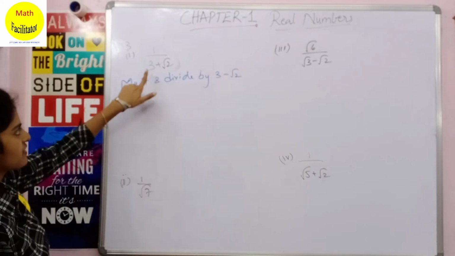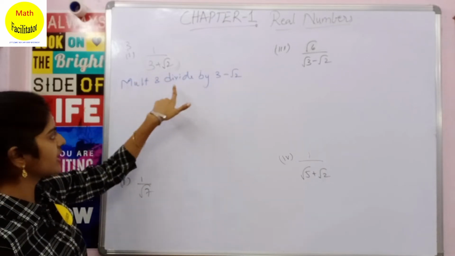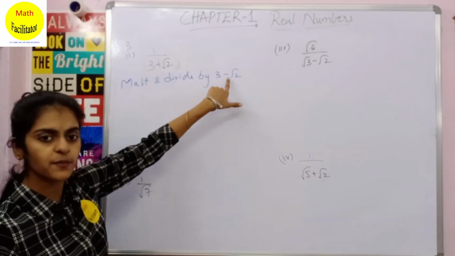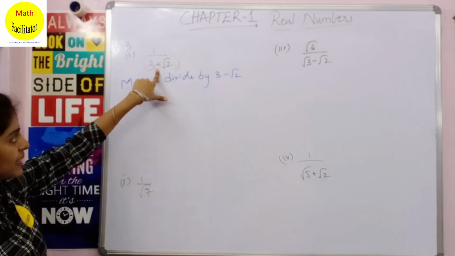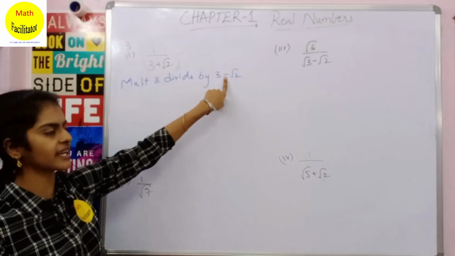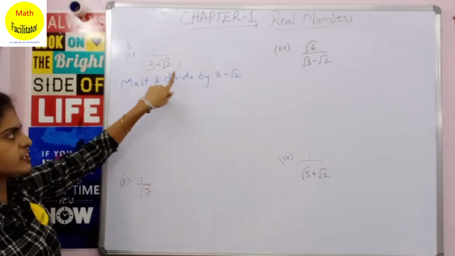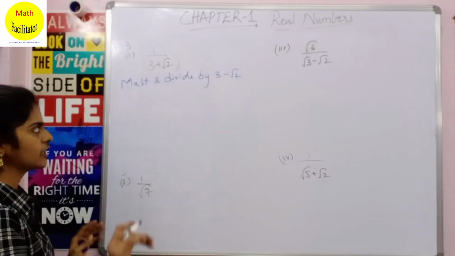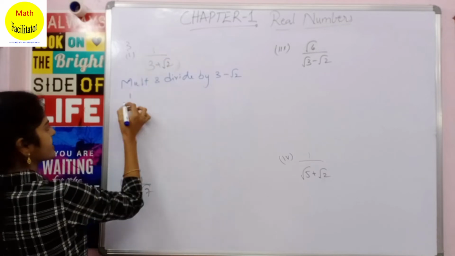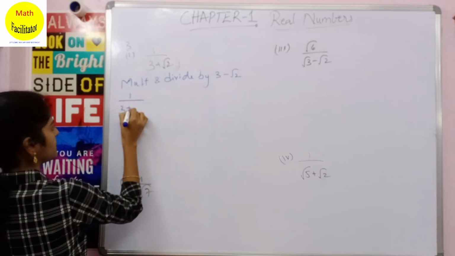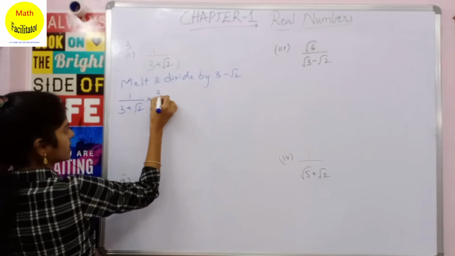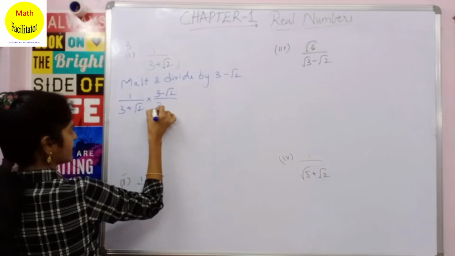Since you have 3 plus root 2 in the denominator, you will multiply and divide this by 3 minus root 2. If you have plus between the two terms, you will take minus. If you have minus, you will take plus. Clear? Now I will tell you why. So let us write this. So 1 by 3 plus root 2 into 3 minus root 2 by 3 minus root 2.